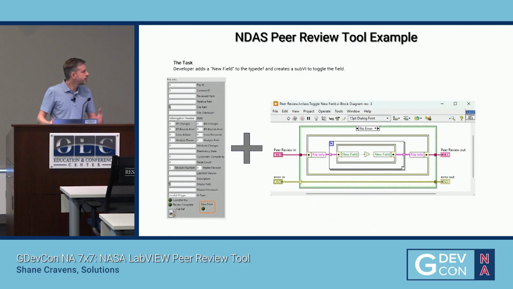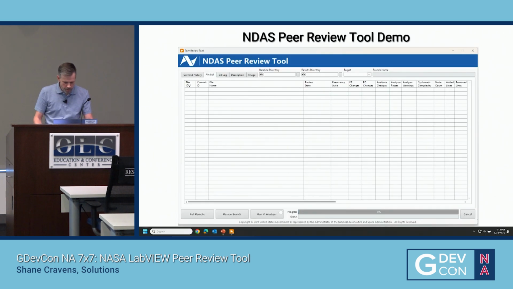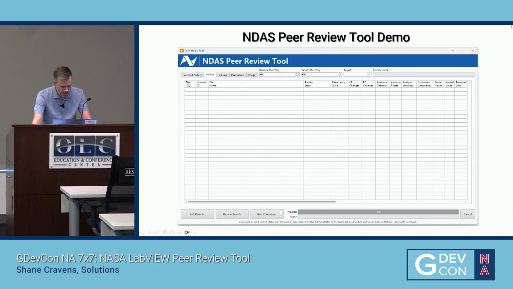All right, so for this example, I just added a new field to the cluster, and I created a new VI to just toggle the field. So in the old way of doing a review, we would go through, and the reviewers for the peer review would manually go look at each one of these files and see what changes were there. And in the new way, I'm going to run some code here. So we're going to run the peer review tool with that and see what it does.